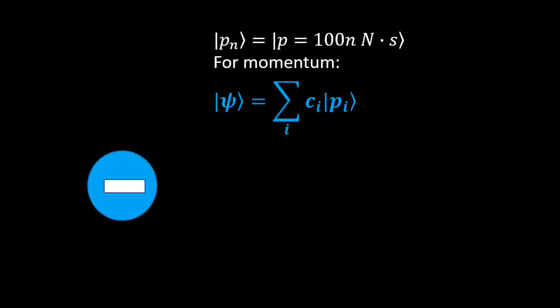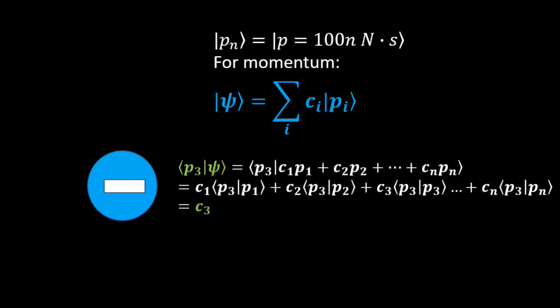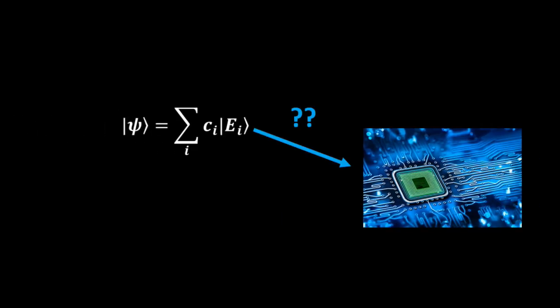If we want to find out how likely we'll be detecting the p3 state in our momentum quantum state shown above, we take the inner product of p3 and psi. The probability of detecting the p3 state is c3 squared. Now let's see how we can use this superposition idea in the design of a quantum computer chip.